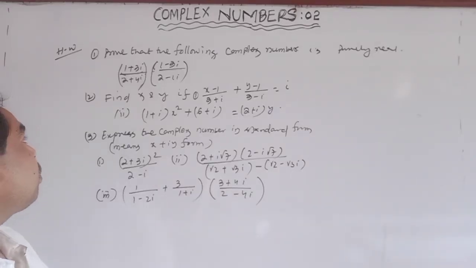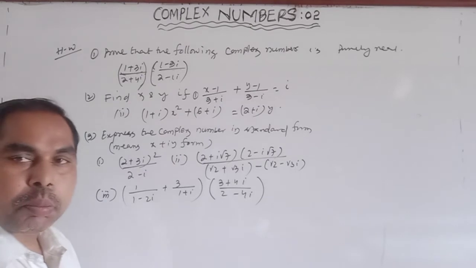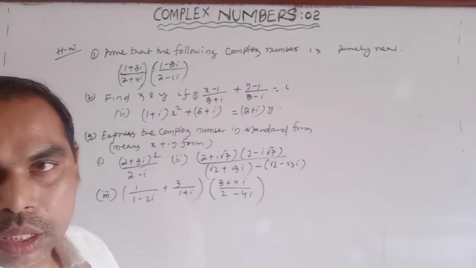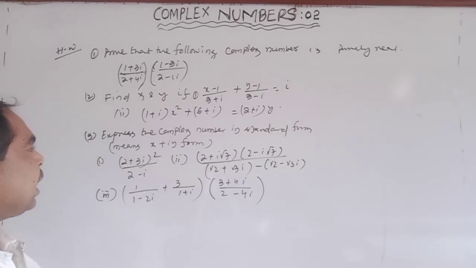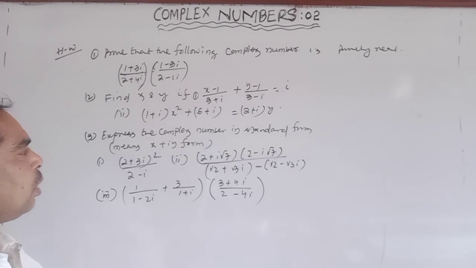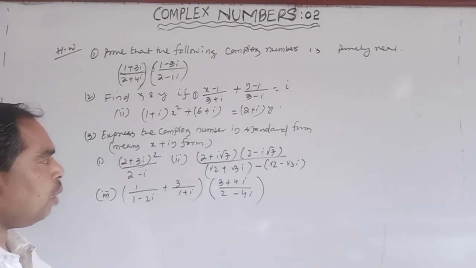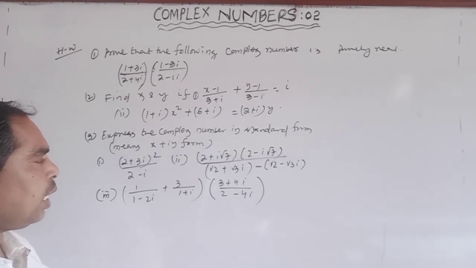These are the homeworks for you. Prove that the following complex number is purely real. Purely real means the imaginary part is 0, only the real part will remain. Find x and y if (x minus 1) divided by (3 plus i) plus (y minus 1) divided by (3 minus i) is equal to i.